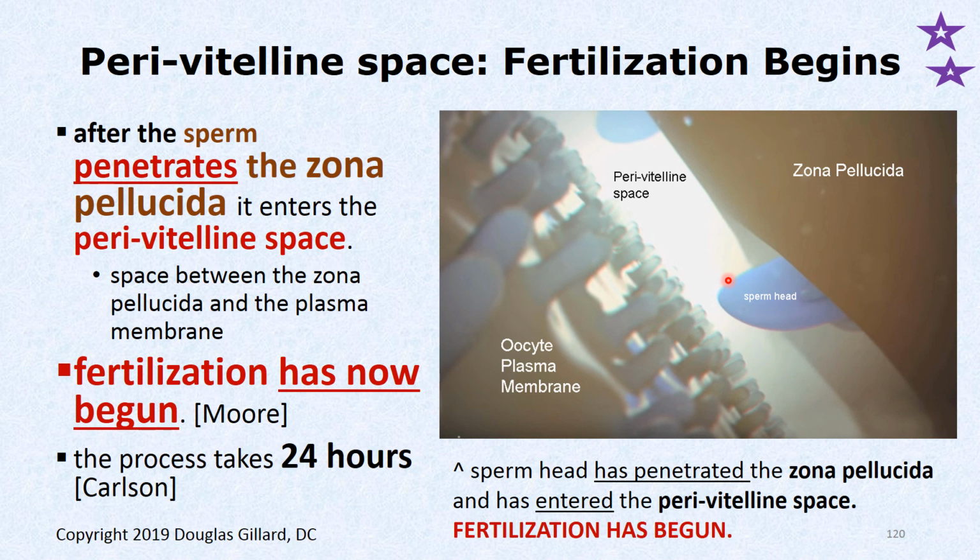When does fertilization occur? Well, it doesn't occur all at once. It's a 24-hour process, but it starts when the sperm head penetrates the zona pellucida. Great, easy board question for all medical, chiropractic, physical therapy, all you guys. So make sure you know when fertilization starts, and it starts when you penetrate the zona pellucida.